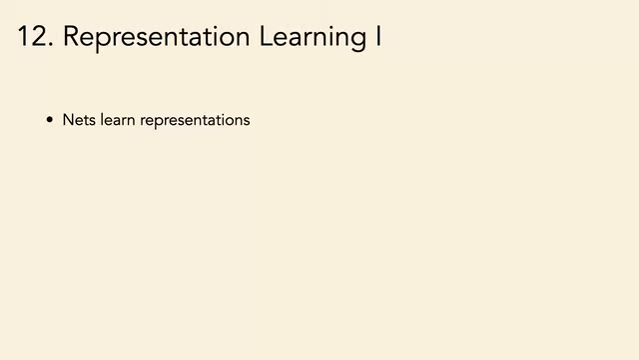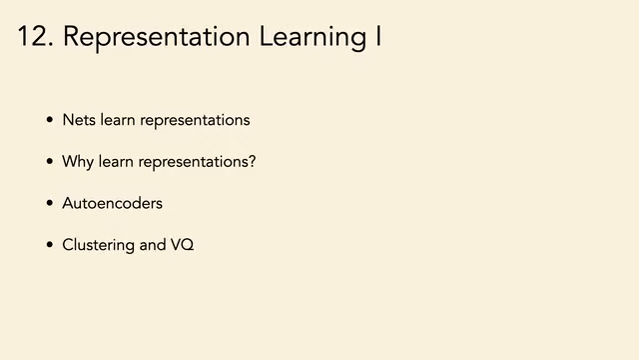Okay. So we'll talk about the idea that deep nets learn representations. What does that even mean? We'll ask, why should we learn representations? And then we'll look at one kind of representation learner called the autoencoder. We'll look at the relationship to clustering and what's called vector quantization. And we'll look at the idea of learning representations via prediction and what's called self-supervised learning. Then in the next lecture, we'll talk about a different type of representation learning, called metric learning or contrastive learning, where you learn about similarities and distances.